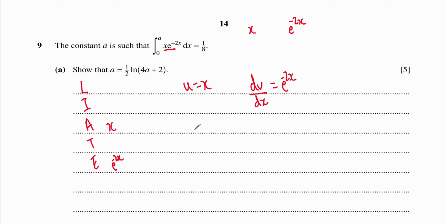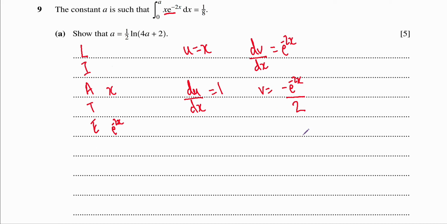Okay, before we start using the formula, let's find du by dx. That's just 1, because if you differentiate this with respect to x. And then let's find v, and that's going to be equal to the integral of this, which is negative e to the negative 2x divided by 2. So now we have all that we need. So let's start using the formula.